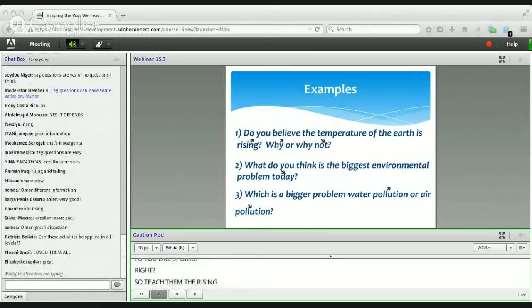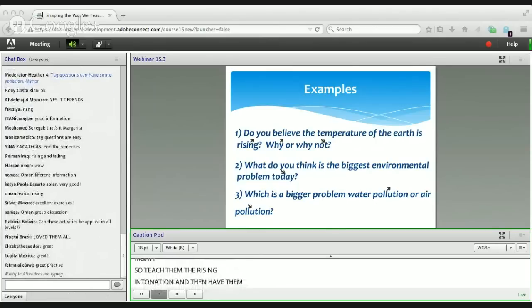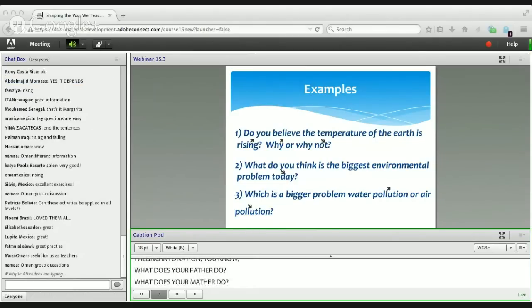So teach them the rising intonation and then have them write a little survey for each other, or teach them the falling intonation. What does your father do? What does your mother do? Where do you live? All right, excellent.